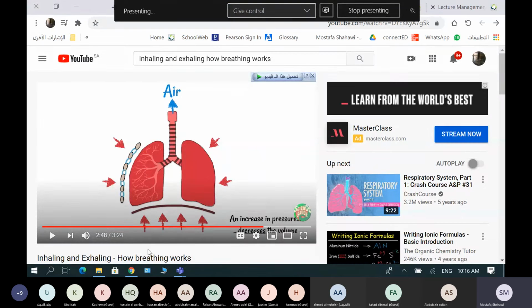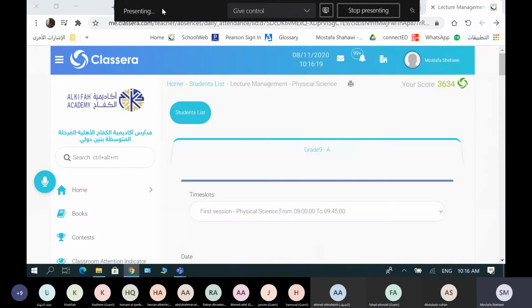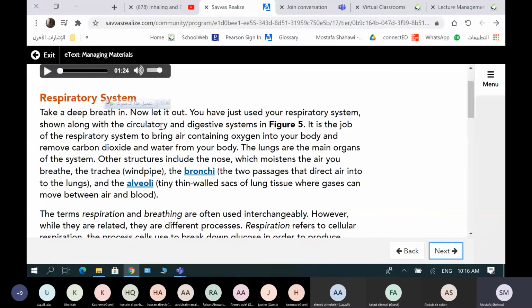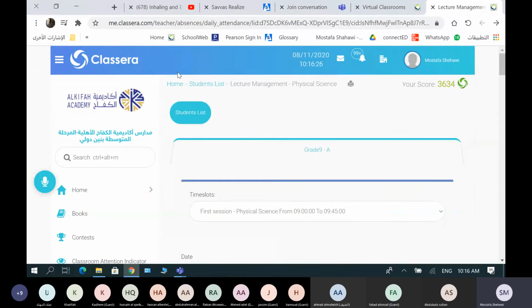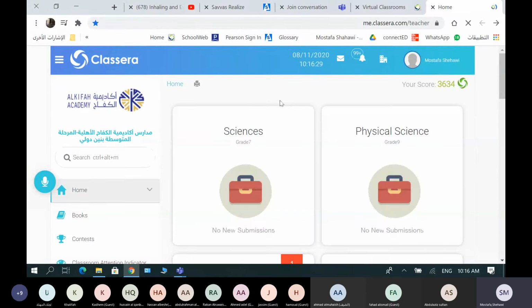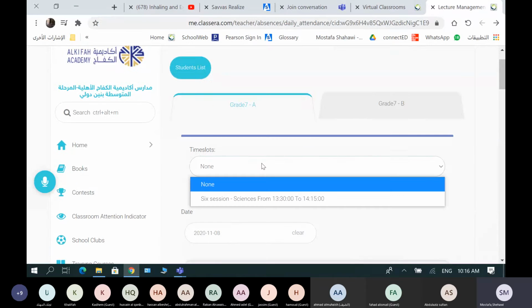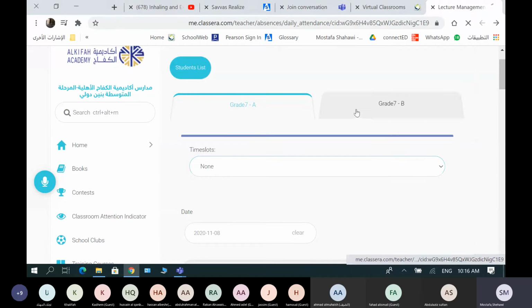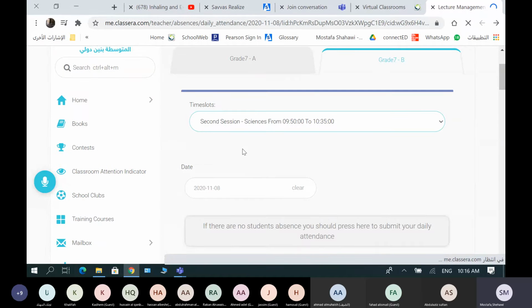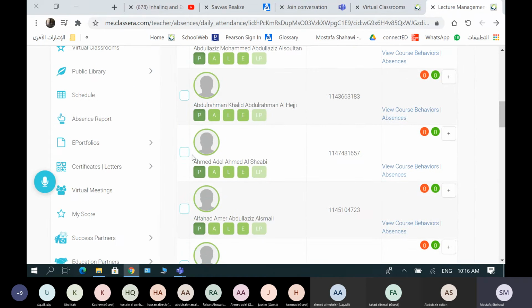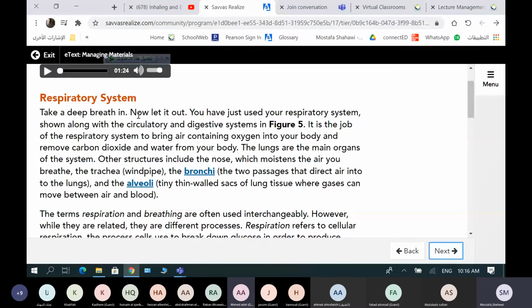So now we have explained generally what the respiratory system is. Let's go to the next part. Let's pick someone to read for us here, guys. I think that we don't have it here. Ahmed Adil, can you read the first part here?